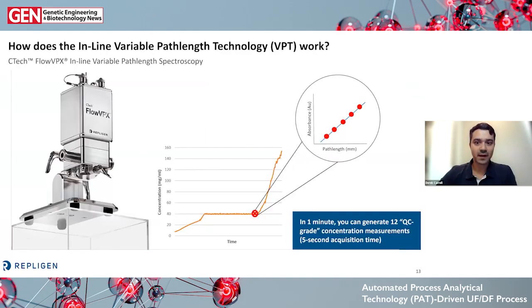So for an inline type of measurement, you can actually plot and collect data over time. In this graph, a typical UFDF run, you can see over time you can measure your concentration as it goes up during the initial concentration, stays flat as you do your diafiltration stage, and then the final concentration, reaching the final set point of the process.